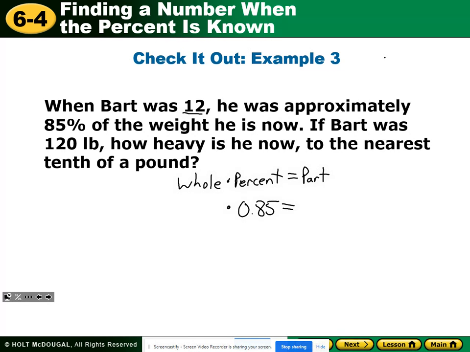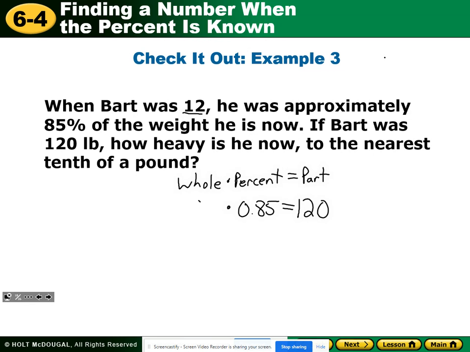Summer, what do you think? Is it the part or the whole? I'm going to say the part. What about you, Gavin? Part or the whole? Part. And Michaela? Part. All right, so they're all saying part here. When he was 12, he was 85% of the weight he is now. When he was 12, he was 120 pounds, right? They're both dealing with that same time frame.